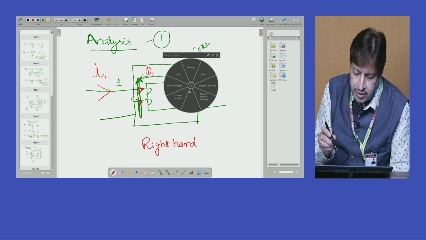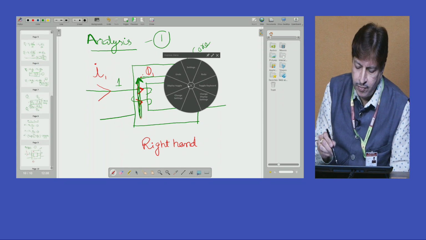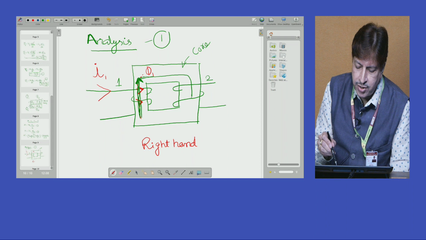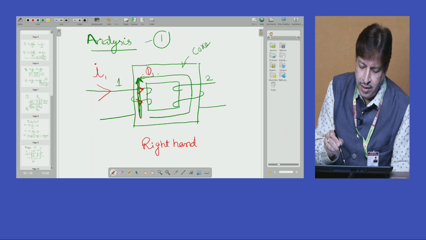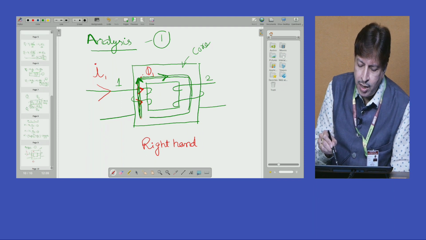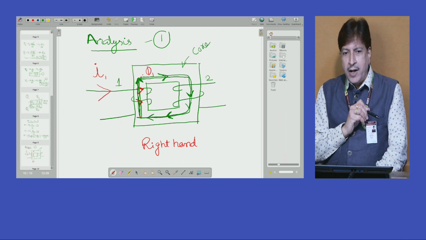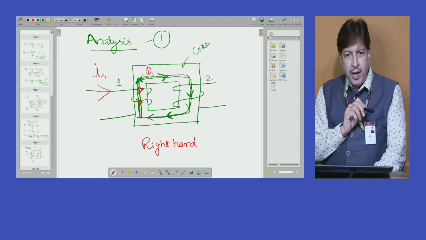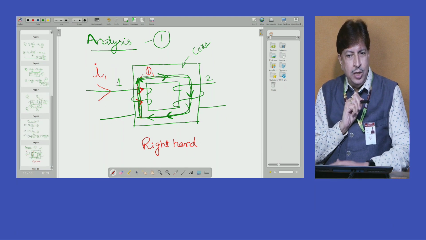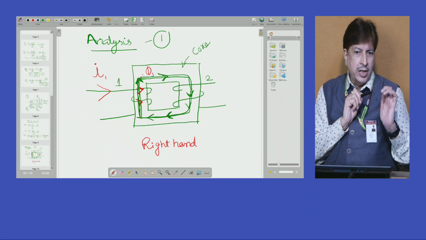See its direction. This flux is moving in the clockwise direction. So at this stage, I have a main flux, and that main flux is moving in the clockwise direction in the core. Now listen carefully.